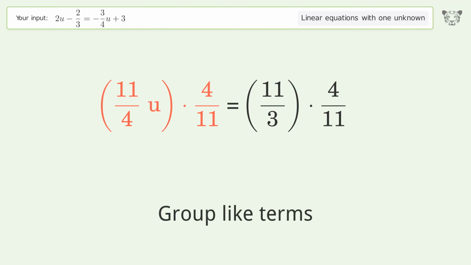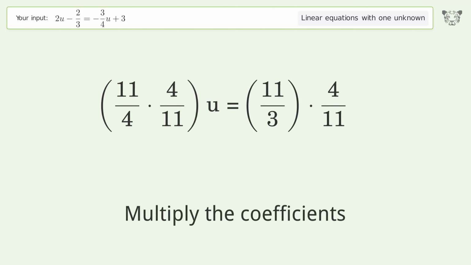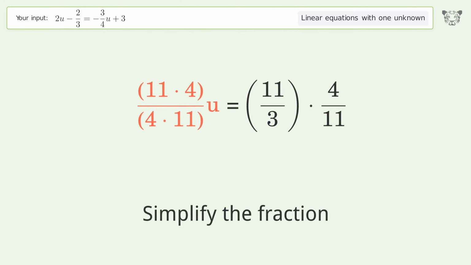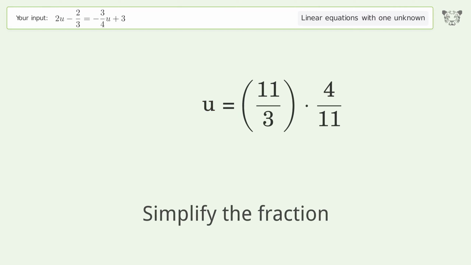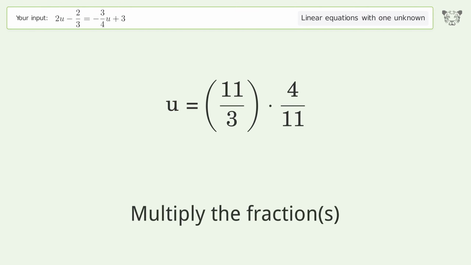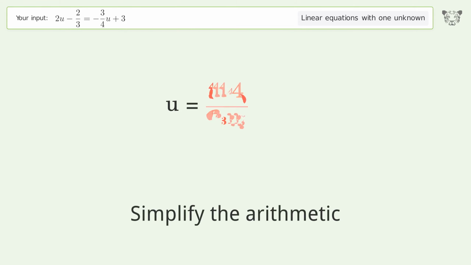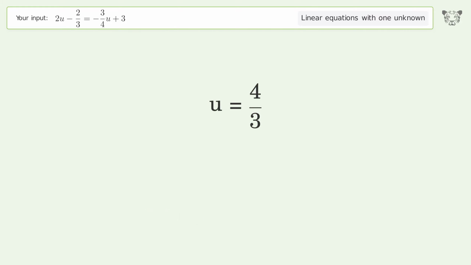Group like terms. Multiply the coefficients. Simplify the fraction. Multiply the fractions. Simplify the arithmetic. And so the final result is u equals 4/3.